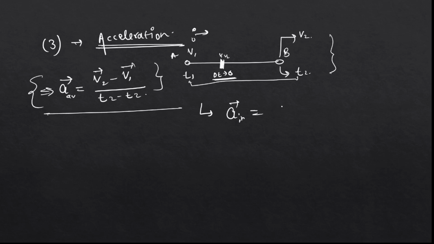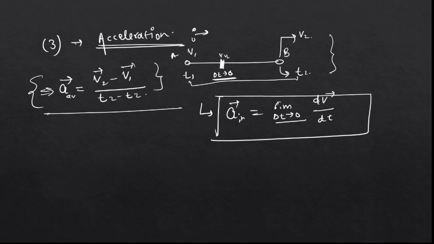It would be what? I would have to truncate it with limit. That would be like this delta t which tends to zero, and then it would obviously become what? dv upon dt. So this is the acceleration we normally write in many equations or while solving problems.